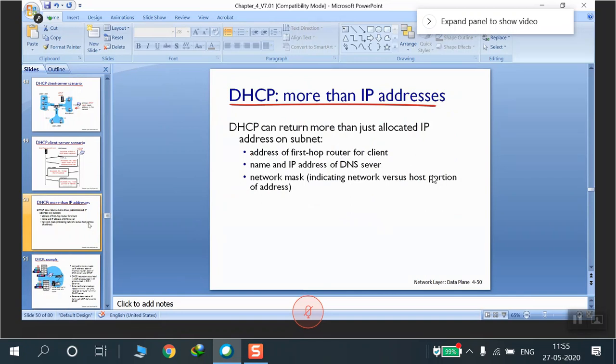And like I just now mentioned, DHCP is more than an IP address. It does not only give you an IP address. In addition to it, it will give you some other information of the network as well, like to which IP address all the packets from your IP address should be directed so that they can go beyond your network. That is what we call the first hop router for the client. This first hop router you might have studied in the routing part. Also, it is the default gateway for that IP address. It will give the name and IP address of the DNS as well as the network mask.